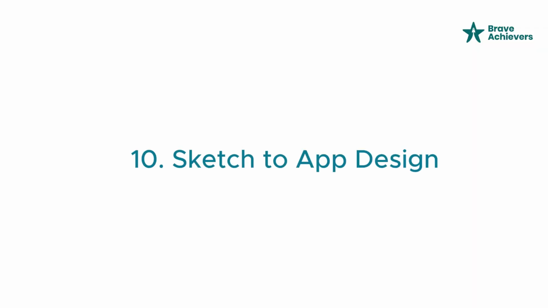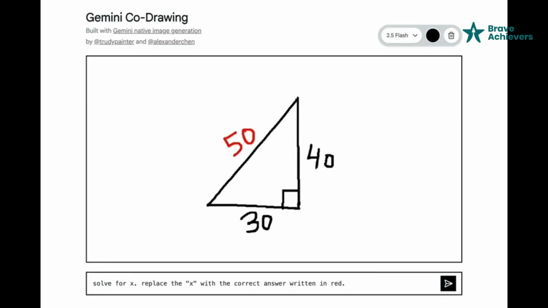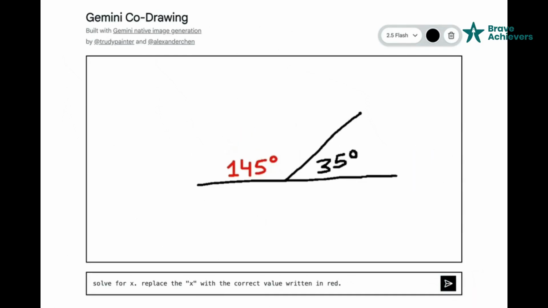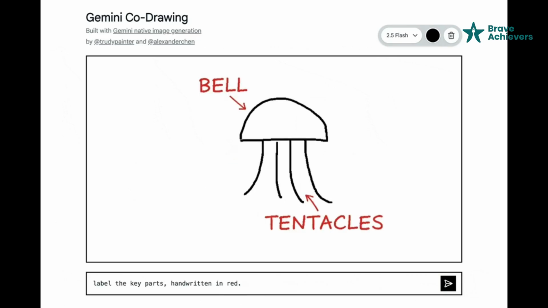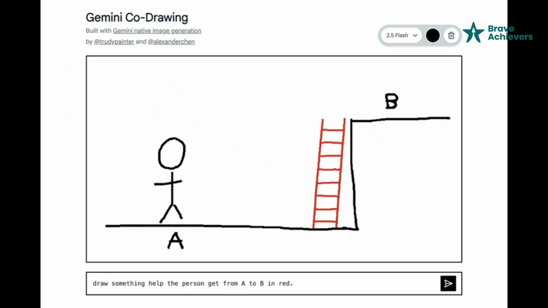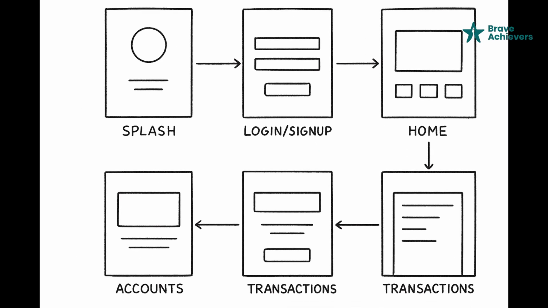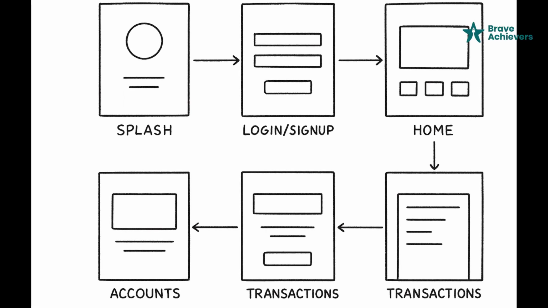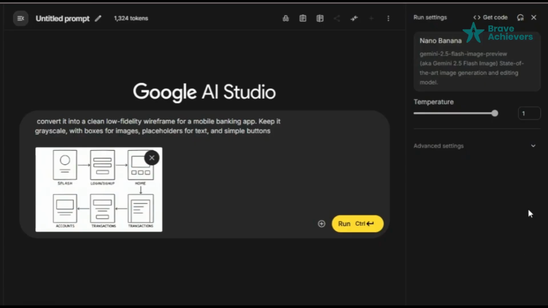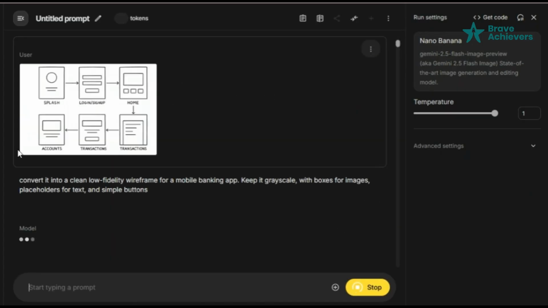Sketch to app design. Nano Banana has the ability to understand hand-drawn diagrams, help with real-world questions, and follow complex editing instructions in a single step. We have this sketch of a user flow for a mobile banking app, and we'll ask it to convert it into a clean, low-fidelity wireframe for a mobile banking app.